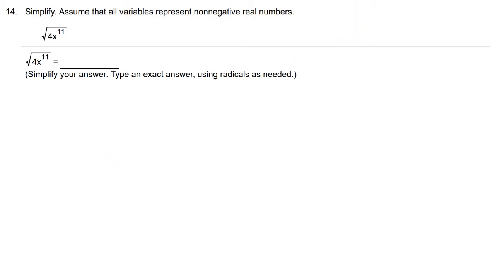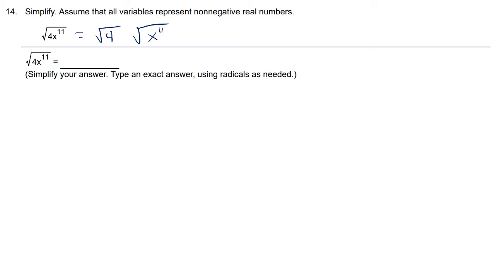Number 14, assume that all the variables represent non-negative real numbers. So we're not dealing with imaginary. We're just trying to simplify this. Okay? And so what we want to say is this is a square root. The nice thing about square roots is we can deal with each part separately. So this is like saying the square root of 4 and the square root of x to the 11.